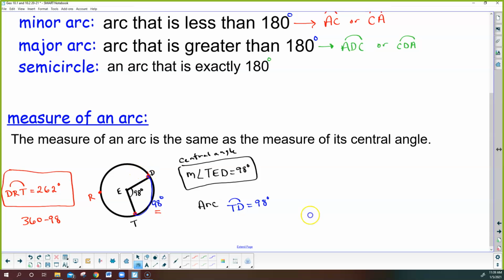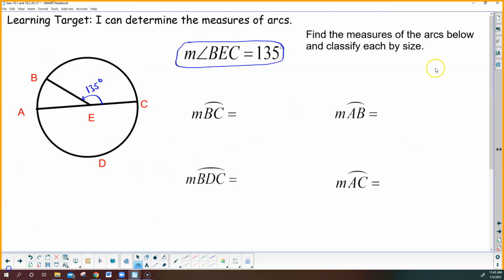Which, notice, if I know that arc, then I don't have any other work to do, but I actually know this central angle is 262 as well. So that's how we measure arcs.